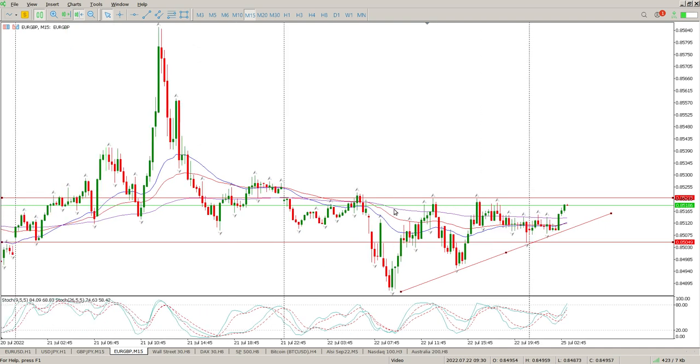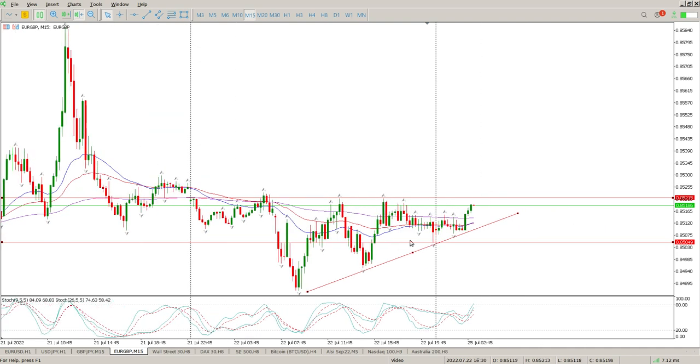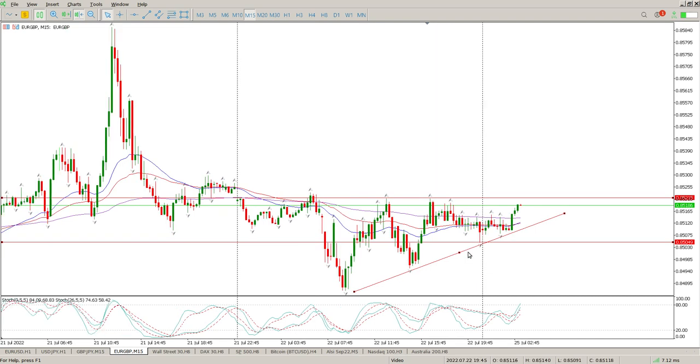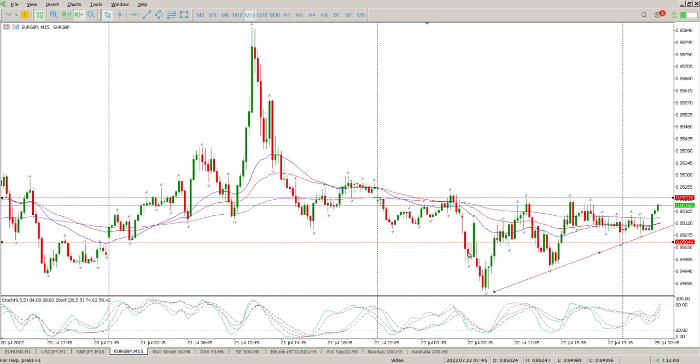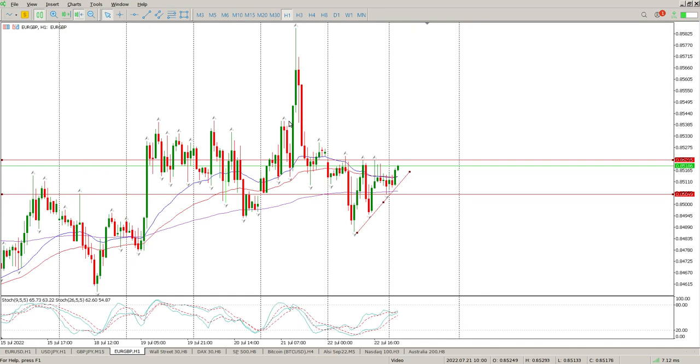So it's got to be a clear break and retest, otherwise sit on the sidelines. And the same for the downside, 0.85049. Break and retest, then you're looking for an opportunity to short this. But at the moment, I would prefer sitting on the sidelines based on what I see on the hour there.